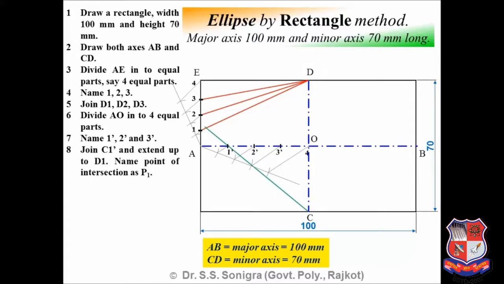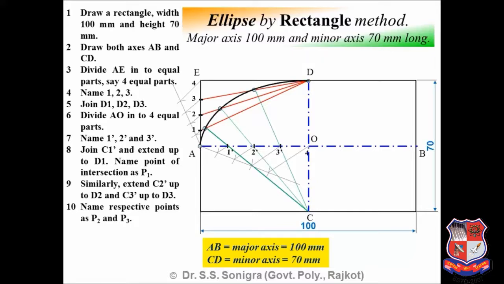Now join C1' and extend it up to D1. So here is one point P. Name that point as P1. Similarly, extend C2' up to line segment D2. Name the point. Extend C3', and here is the point P3, and so on.